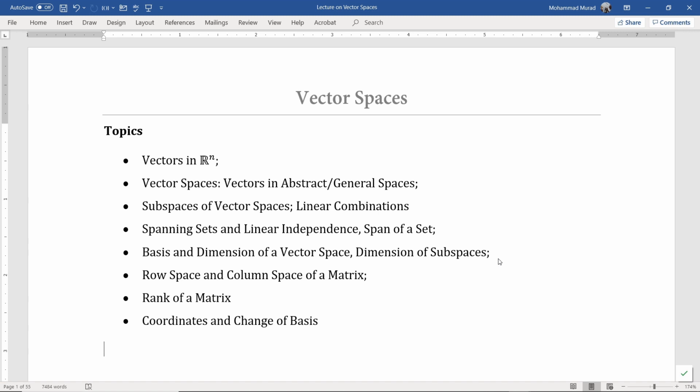Hello, welcome. In the previous lecture, we discussed row space and column space of a matrix and rank of a matrix. In this lecture, we're going to talk about coordinates of vectors in a vector space and how the coordinates of vectors change under the change of basis.